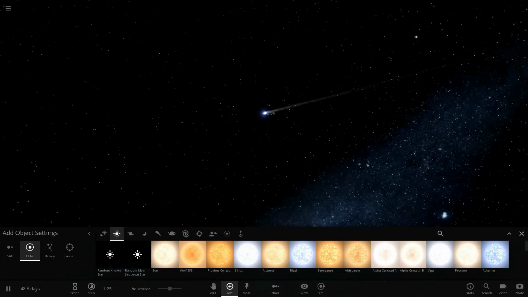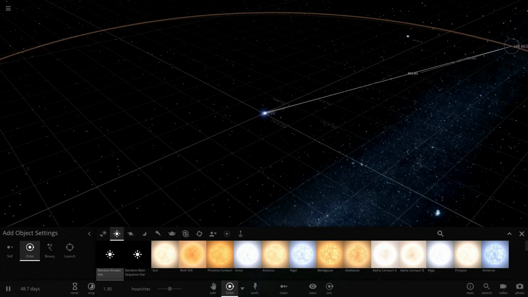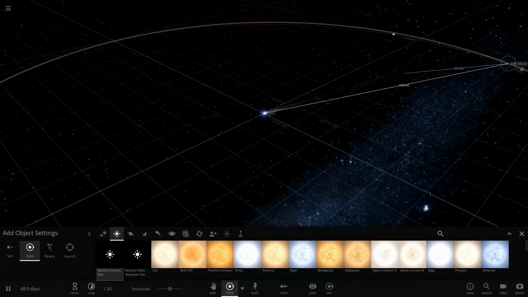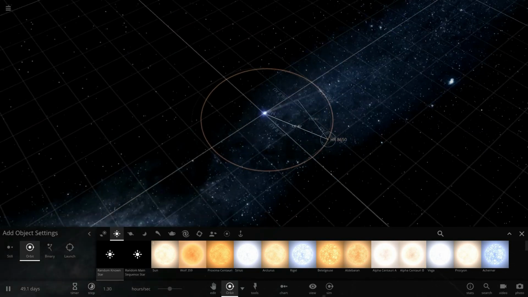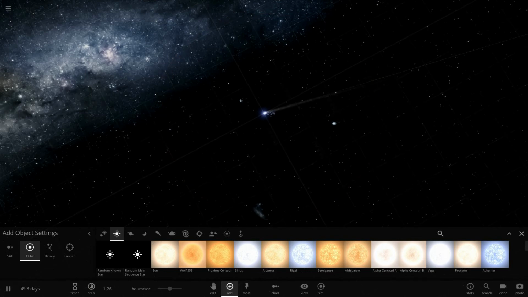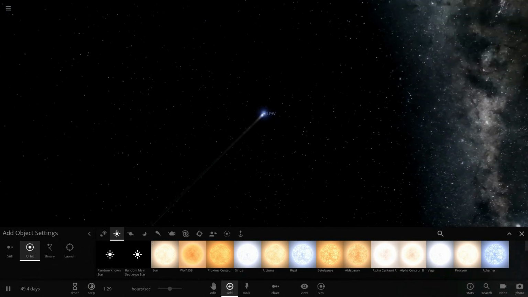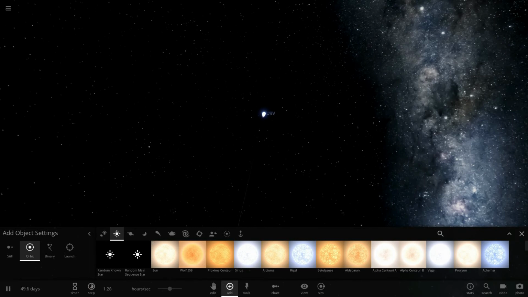How long is this trail? Oh my god. The trail just goes and it goes and it goes. Wait, how long is the trail? It's about 5 astronomical units long. It is so hot. It increases the brightness of the star.